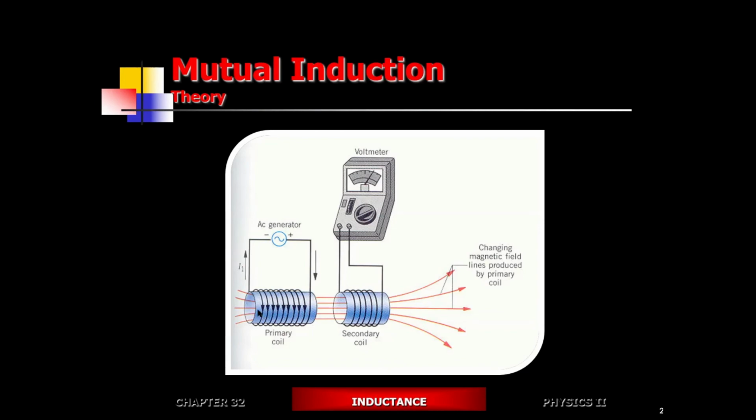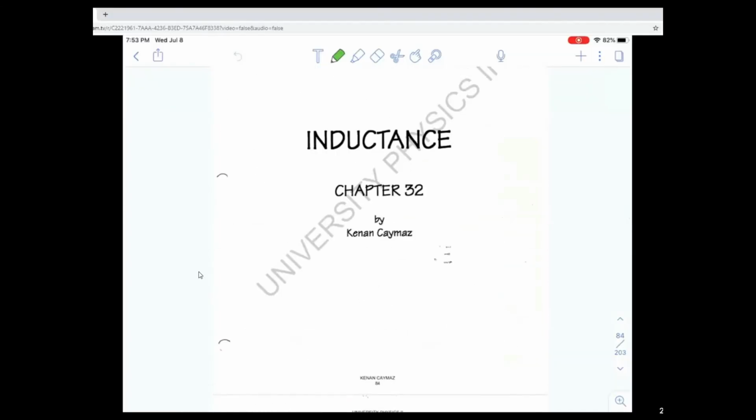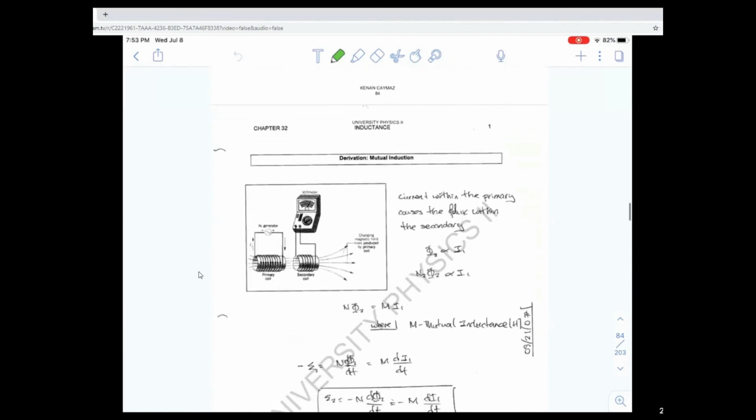So how does that work? That's what we will discuss. We're going to try to induce current in the secondary coil with something called mutual induction. The best thing to do is just move on to the handout. Go to chapter 32. The inductance is what we're focusing on.